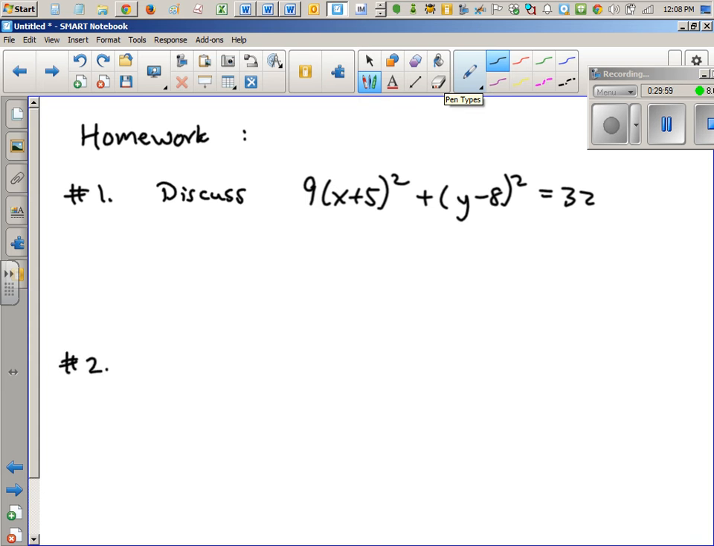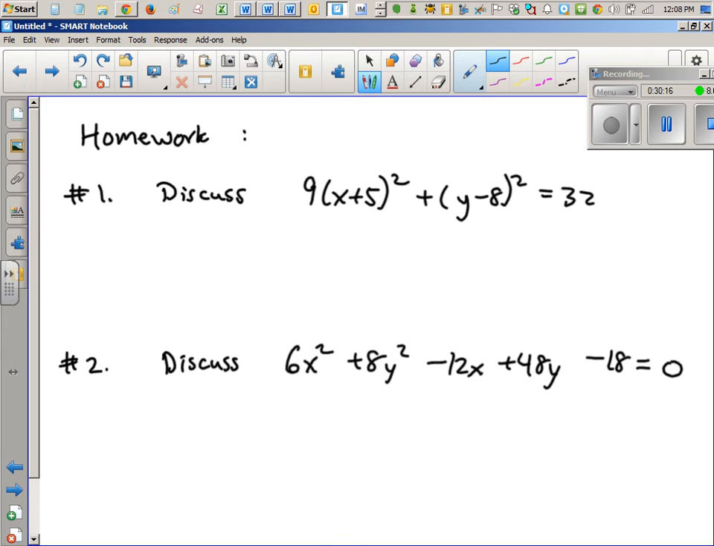The second one is discuss. This one's really messed up. 6x squared plus 8y squared minus 12x plus 48y minus 18 equals 0. So why am I saying these are messed up? Well, these don't really look like standard form. The first problem's not too bad. At least it's factored. Can someone tell me what's wrong with number 1 in terms of format? Why is it not really standard form?